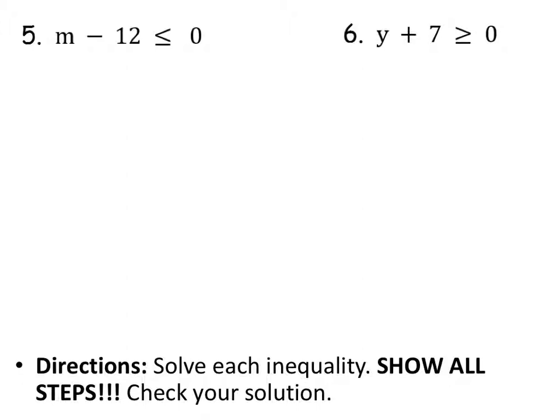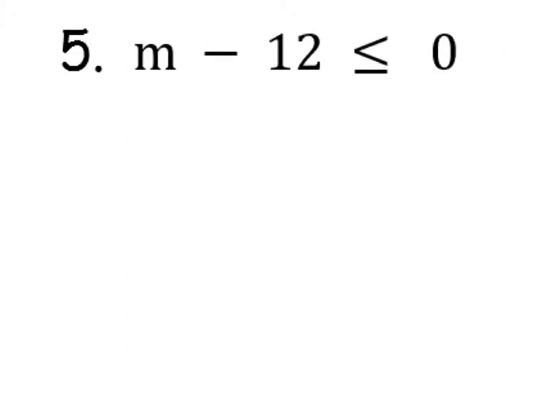The only difference between these and regular equations, and we'll see this later, is if we ever divide or multiply both sides of the inequality by a negative, then we flip the inequality sign, whichever way it's facing. All right, so on this one, we treat this just like we would an equation, which means that I would be adding 12 to both sides of this.